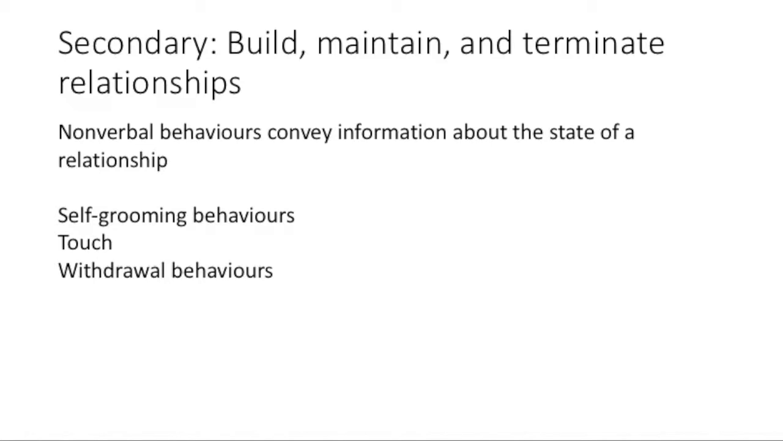We also use a variety of withdrawal behaviors to increase distance between us and another person and/or to terminate a relationship. So things like avoiding eye contact or not speaking or changing the way in which we speak to another person can indicate that we want to create more distance and perhaps terminate the relationship.